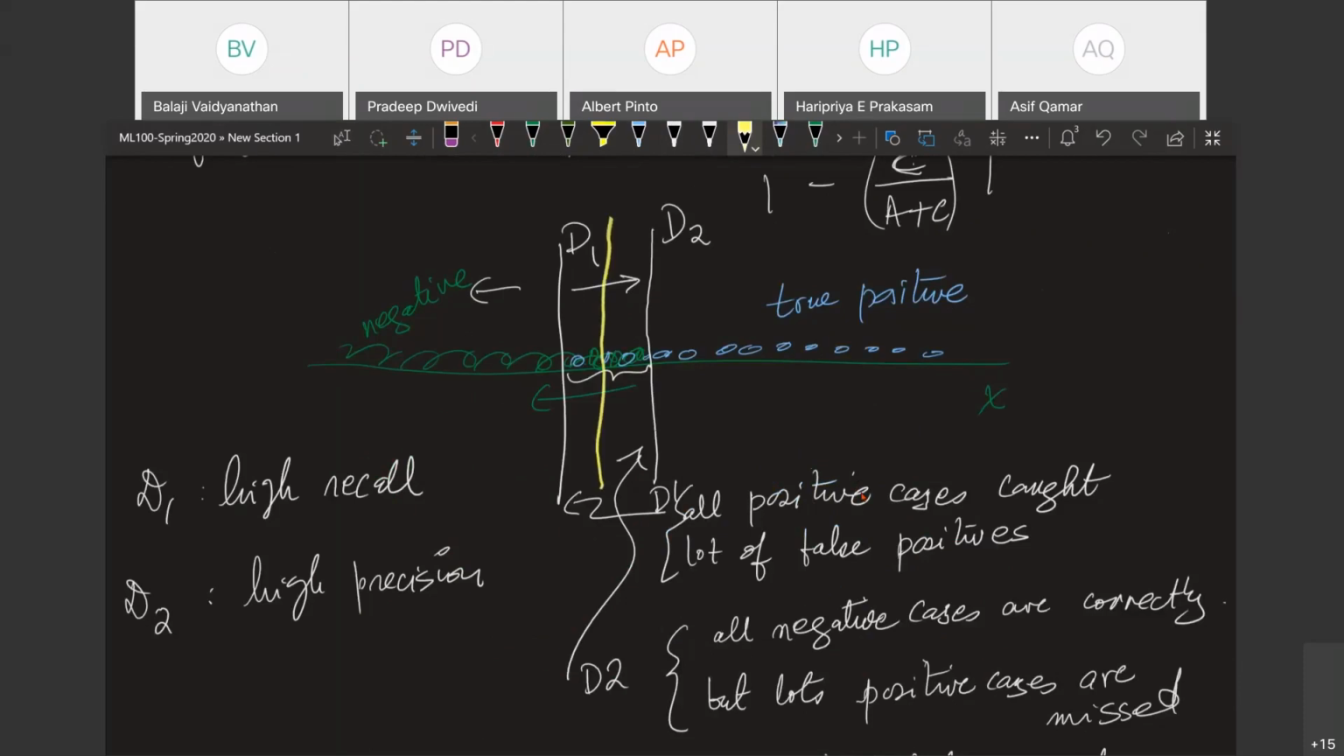Wherever you put, as you slide your decision boundary between D1 and D2, right? So think about this. Your D1 is here. D2 is here. In this interval, you are putting your decision boundary either here or here or here or here. And wherever you pick, you're doing a trade-off between precision and recall, isn't it? And so that is the catch.